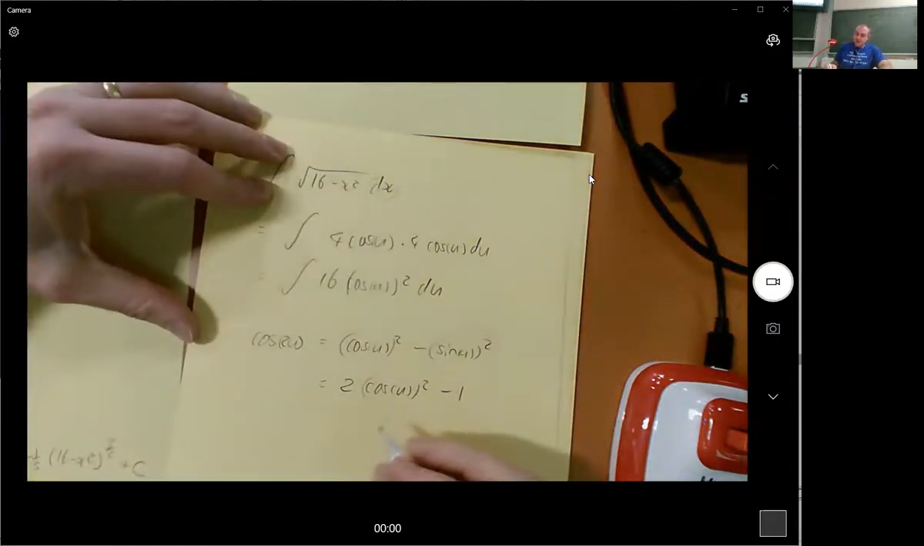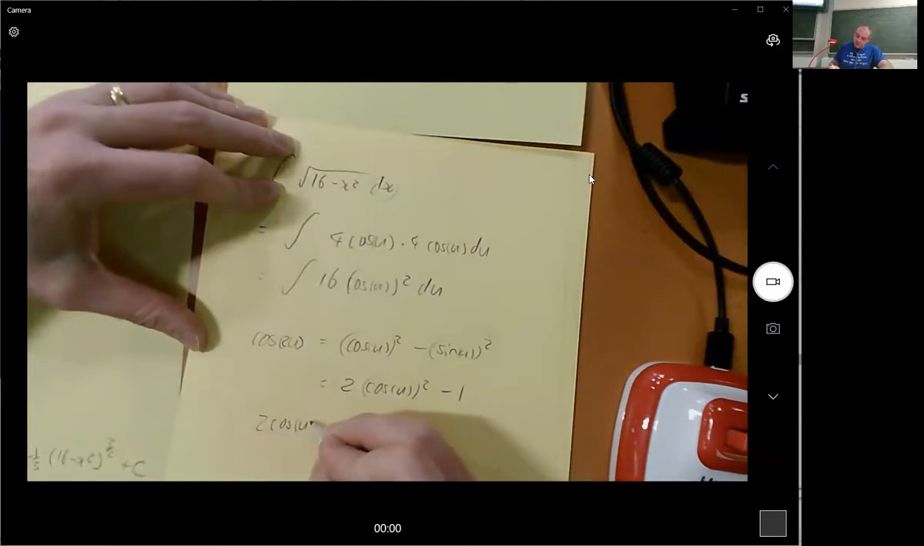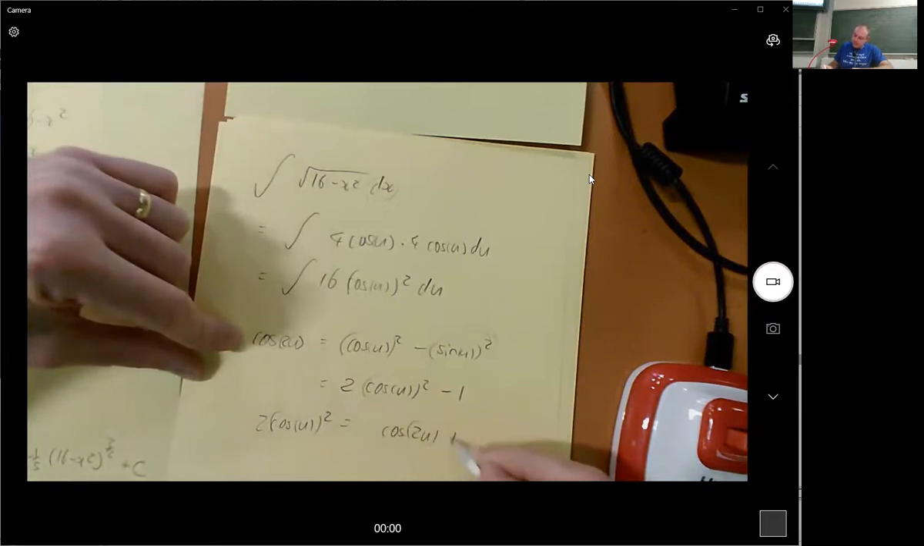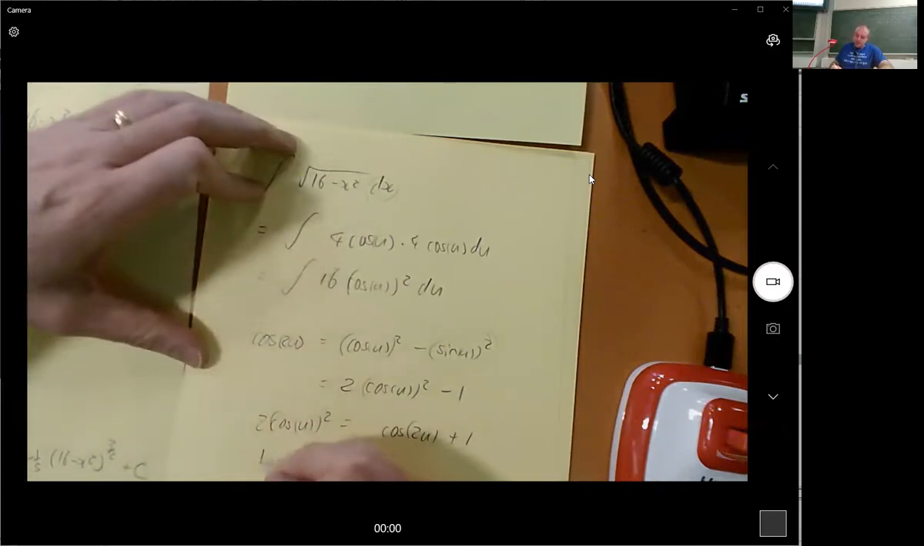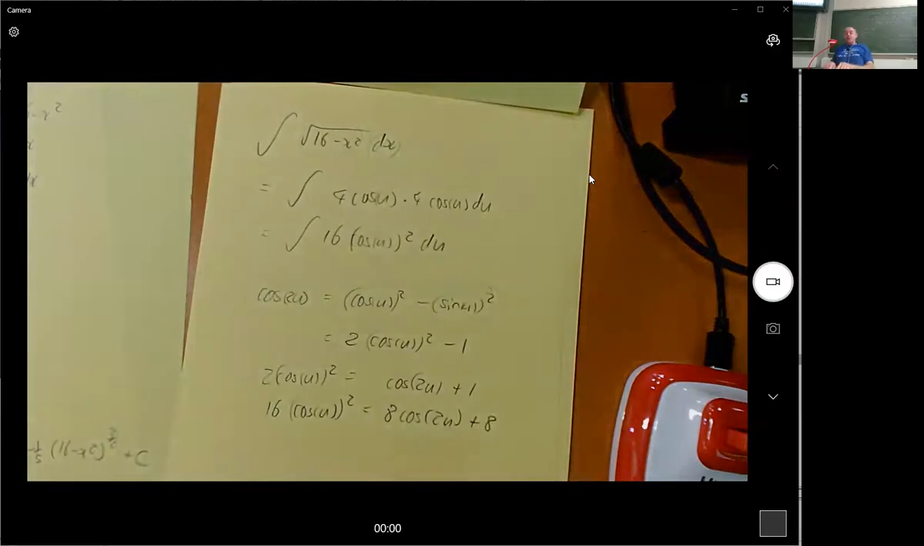Okay. So there's my cos squared. So 2 cos u squared is cos of 2u plus 1, according to this. But I don't have 2 of them. I've got 16 of them. So I have to times by 8. And this I do know how to integrate, because when there's just a constant times the variable on the inside of your function, you just divide by that constant along the way. So this I can do.